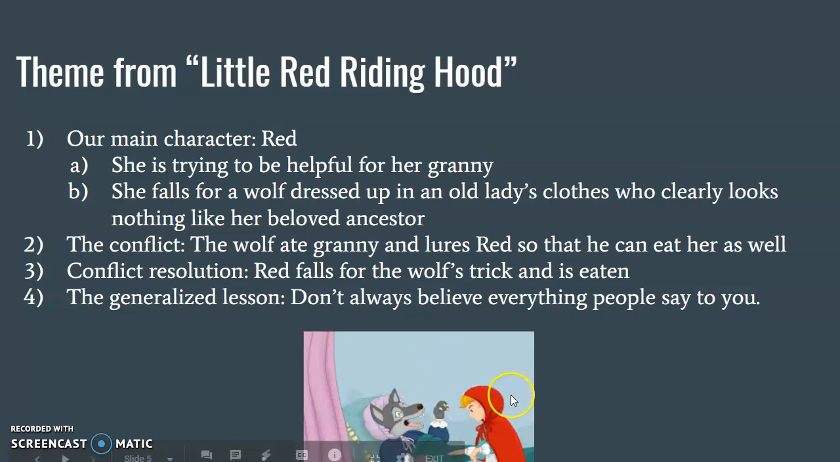So here's a generalized lesson. Don't always believe everything people say to you. So in this case, Red believed that this wolf was Granny just because he was saying it. You could also say maybe appearances can be deceiving. So there's one theme. There's not always just one theme. You can come up with several different themes, and it's based upon your interpretation of how all of these pieces play together.